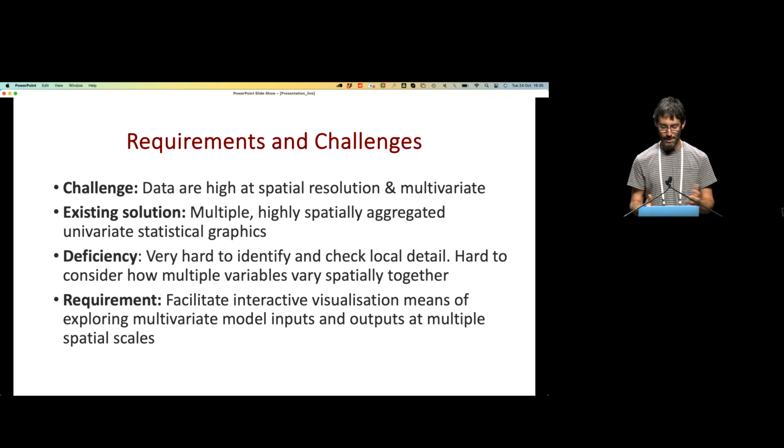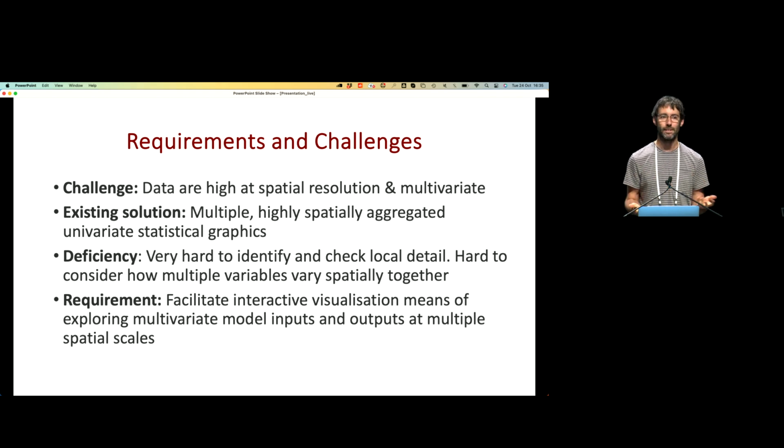So the requirements and challenges are as follows. The challenge was that the data we're using is very high resolution, 1 kilometer square data. And the existing solution the model used was highly aggregated summaries to assess whether the model was producing plausible results. And they found it very hard to check local detail, whether the model was performing as expected in smaller areas. They would have to process the data separately to do that.